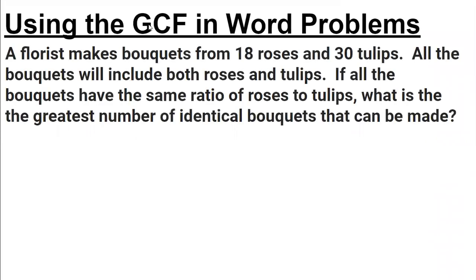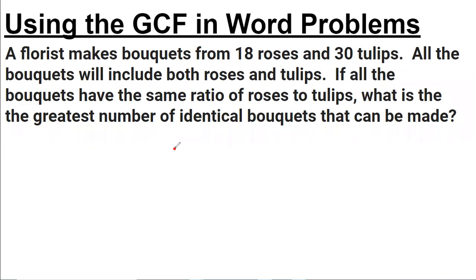So here's our first word problem. A florist makes bouquets from 18 roses and 30 tulips. All the bouquets will include both roses and tulips. If all of the bouquets have the same ratio of roses to tulips, that means they're going to have the same number of roses and the same number of tulips in each bouquet. What is the greatest number of identical bouquets that can be made?